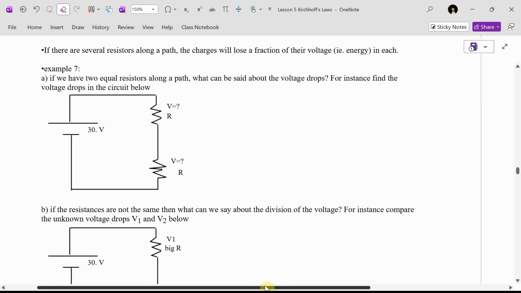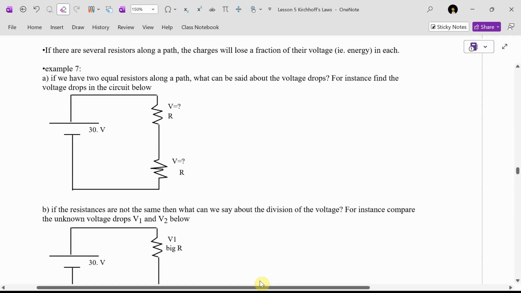So if you have several ski runs in a row along the same path, each ski run will use up some of the height, except what am I referring to as height? Starts with the letter V? Voltage. So here's an example. We have a 30-volt ski chairlift. Each resistor is identical, which means each of them has the same height. How many volts do you lose going through each one then? 15.